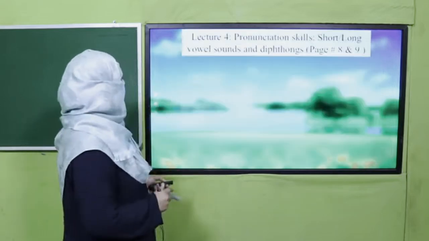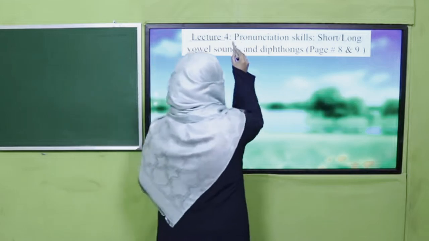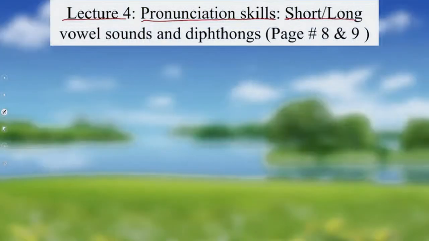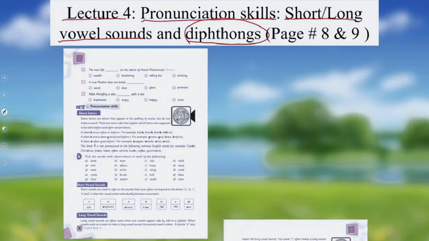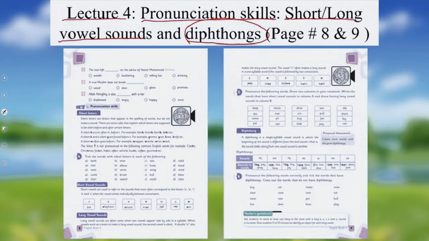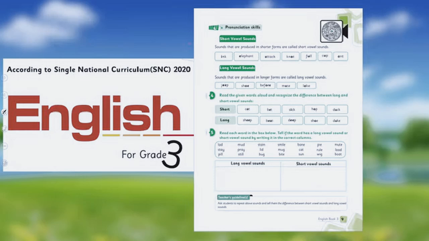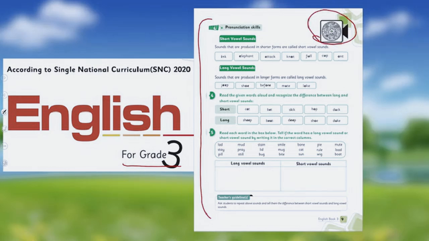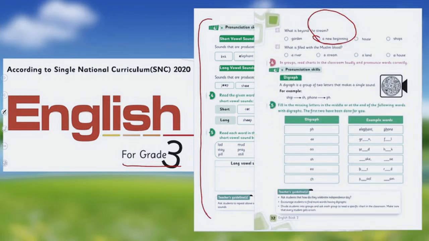Yes, my dear students, lecture 4 under the title of pronunciation skills, we are going to learn about short and long vowel sounds and diphthongs, and we'll cover page number 8 and 9 of your book. Before this, in your English for grade 3, I have taught you long and short vowel sounds. I hope you remember. If not, you may watch this video again. And we have also learned about digraphs. I hope you remember. Otherwise, this video is available.